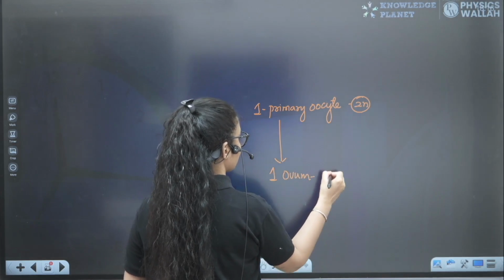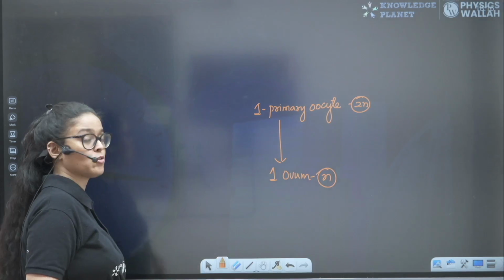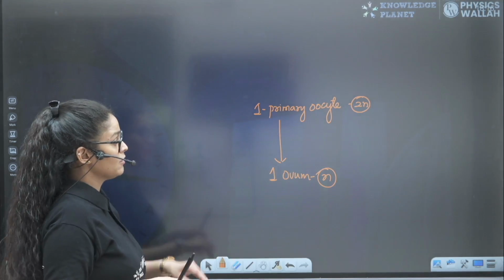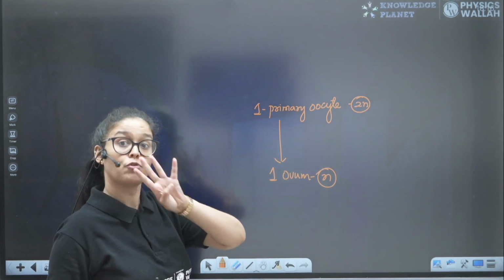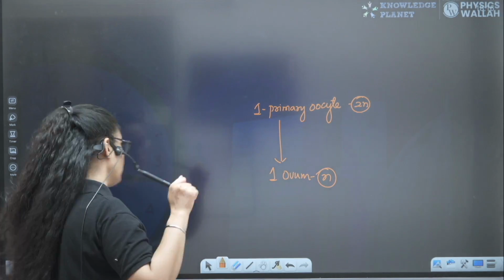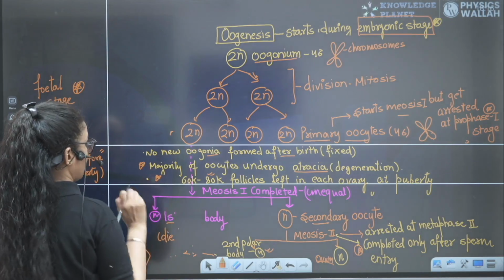So that is the difference between spermatogenesis and oogenesis. Remember this. In spermatogenesis, one primary spermatocyte forms four functional sperms, but here only one ovum is formed from the one primary oocyte, right?